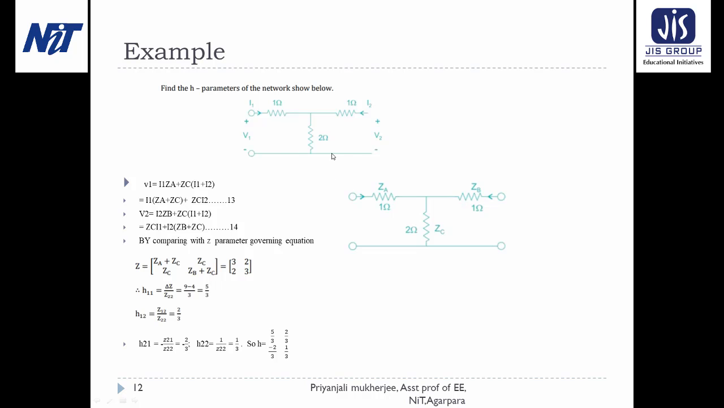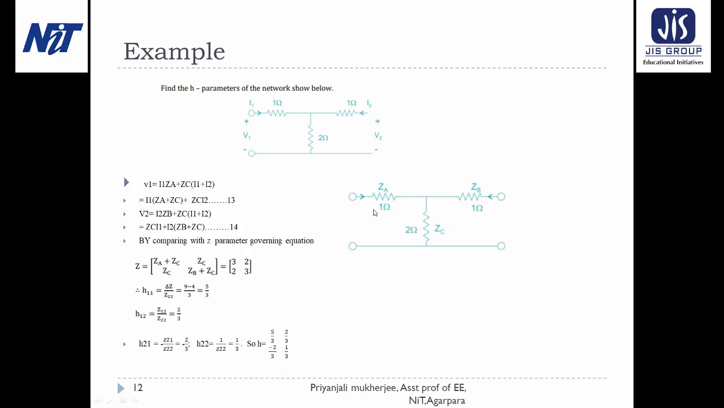Here, a normal T form is given, and we have to find the H parameter of the given network. This configuration can be represented by Z. If we consider that this is ZA, this 1 ohm is ZB, and this 1 ohm is ZC, and the voltages remain the same, that is, the input voltage is V1 and the output voltage is V2, we can rewrite these equations. When V1 is applied here, we can say that the I1 current is flowing through this one.